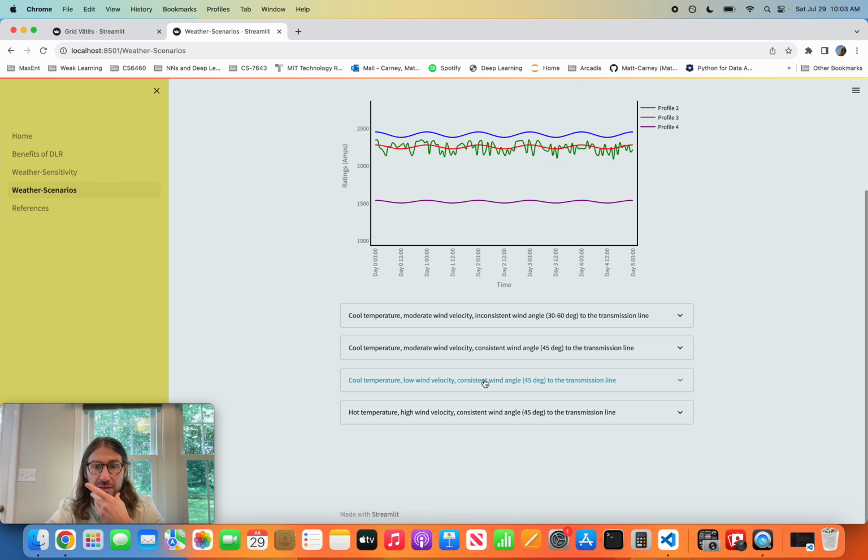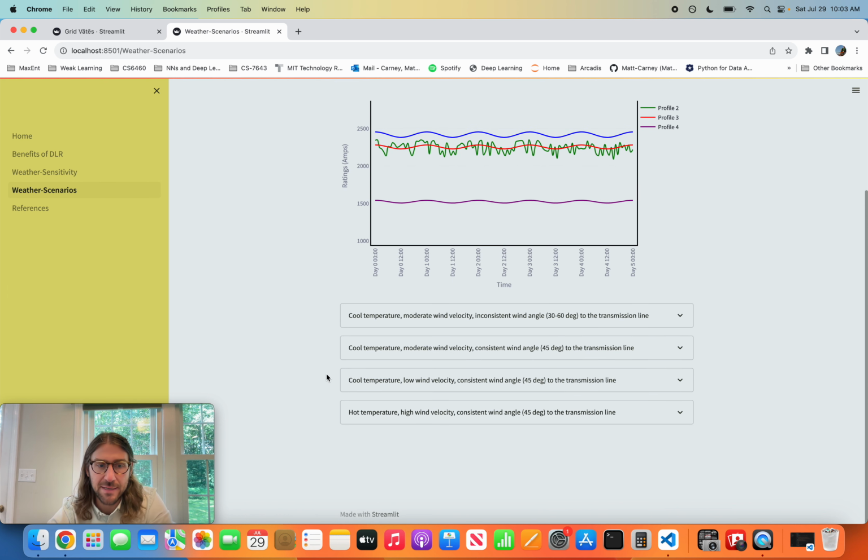Now the next one is moderate. So it's the same qualitative temperature, same qualitative wind velocity, but it's a consistent wind angle, 45 degrees. So that should be roughly the same average values as profile 2. You just have a lot less variability.